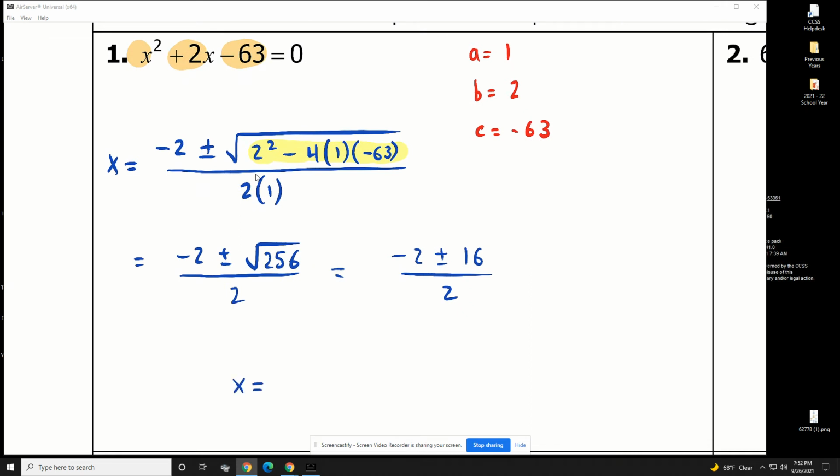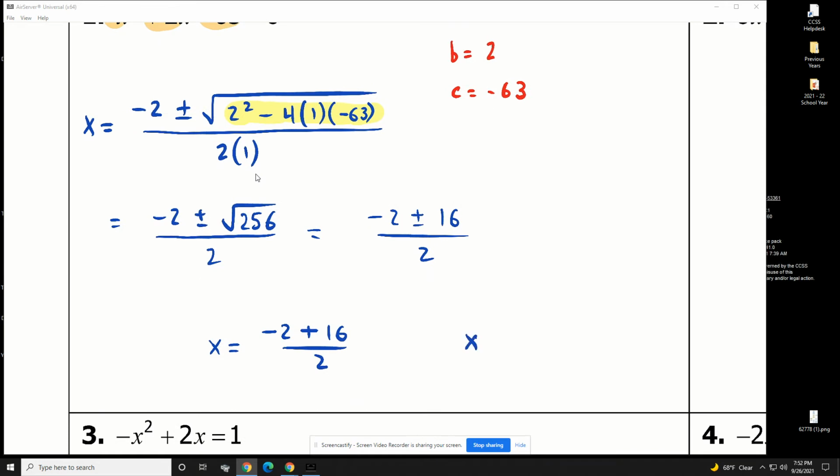Well, remember there's 2 answers. One of them is negative 2 plus 16 divided by 2. And the other one is negative 2 minus 16 divided by 2. So here are my solutions. What is negative 2 plus 16? Well, that's 14. What's 14 divided by 2? 7. And the other one, what is negative 2 minus 16? That's negative 18. And what's negative 18 divided by 2? That's negative 9. So my 2 solutions are x equals 7 and x equals negative 9.